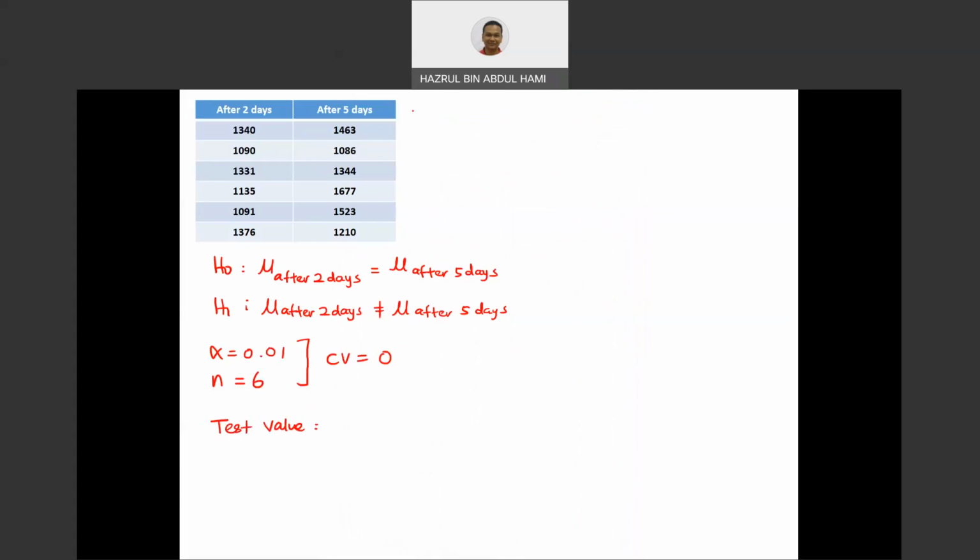Then we have to find the test value. You have to find the sign of xi minus xj. For the first data, it is negative. 1090 minus 1086 is positive. The next one is negative. This is also negative. This is also negative. And the last one is positive. So the total number of positive signs is 2, and the total number of negative signs is 4.